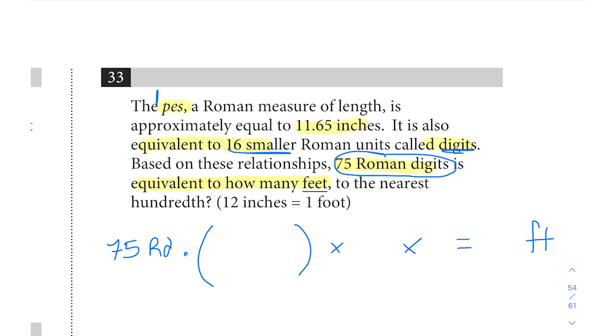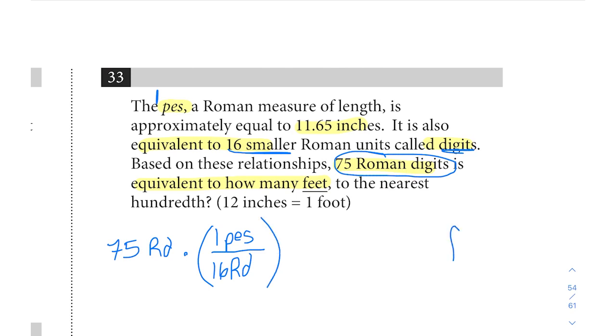So it says here that the pes is also equivalent to 16 Roman digits. So one of these up here is equivalent to 16 RD. So that's our first conversion factor here. 16 Roman digits, 16 RD is one pes. And I'm going to just write this out so it looks a little bit neater down here. So we're still going to be left with feet at the end. So that's what we're looking for. That's our goal, a certain number of feet. Okay, so that's our first conversion.